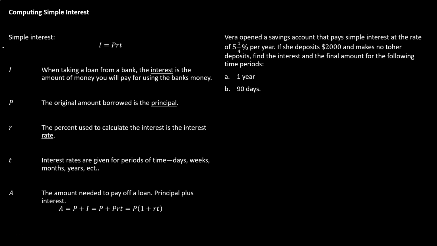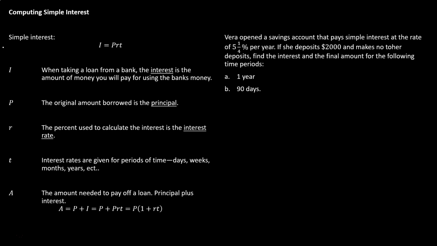Next, the percent used to calculate the interest in that scenario was the 3%. That's the interest rate. So we have interest, which is the calculation of what you'd be paying back to the bank. Principal, that's the original amount that you're borrowing. The percent rate, that's the percentage that's used to calculate interest. And then lastly, interest rates are given for periods of time. So if I tell the bank I'm going to pay you back in 3 days, that would be the time frame that they're going to calculate the 3% on. But it doesn't have to be days. It could be weeks, months, years, etc.